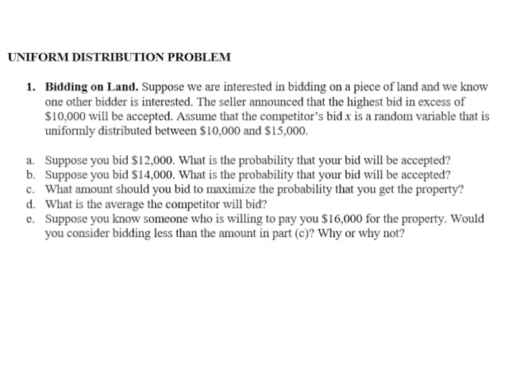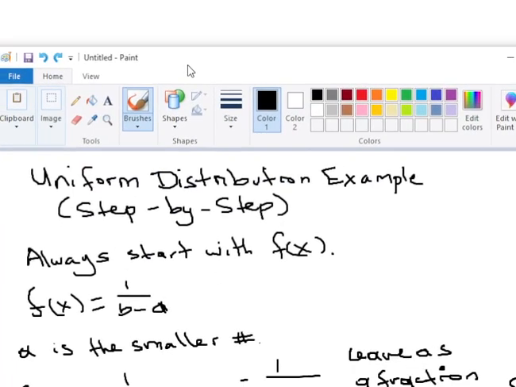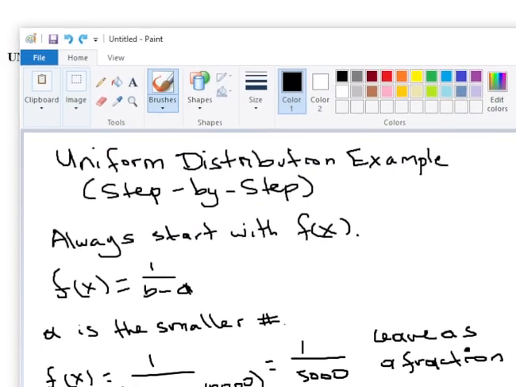So before we start any uniform distribution problem, we have to find f of x. That's the most important step in terms of uniform distribution, finding f of x. And there's a formula for that, and that formula is f of x equals 1 divided by b minus a. Now what is a, what is b? Well, a is always the smaller number and b is the larger number.